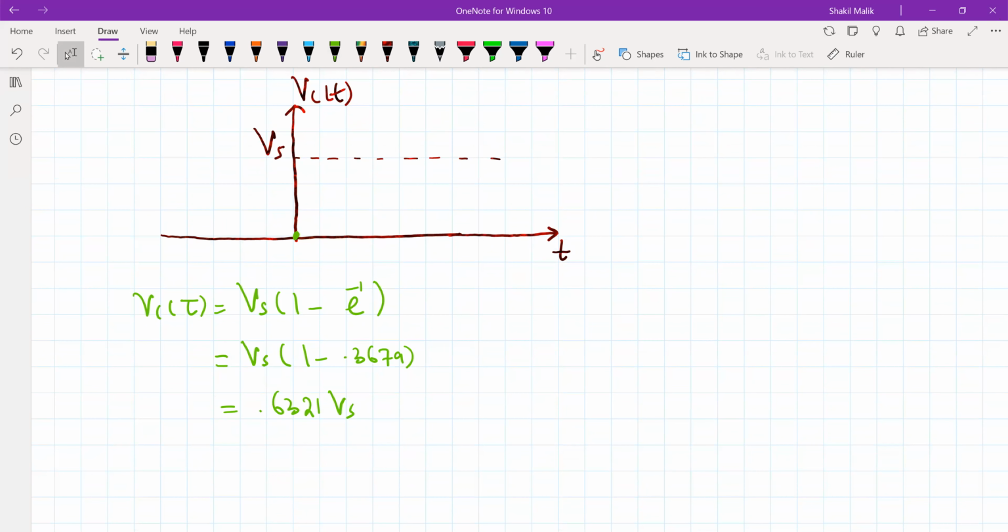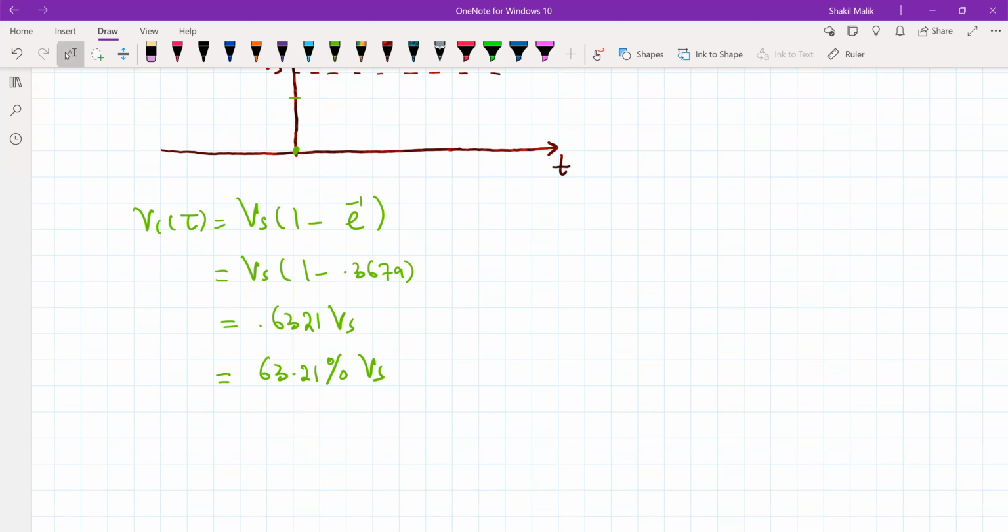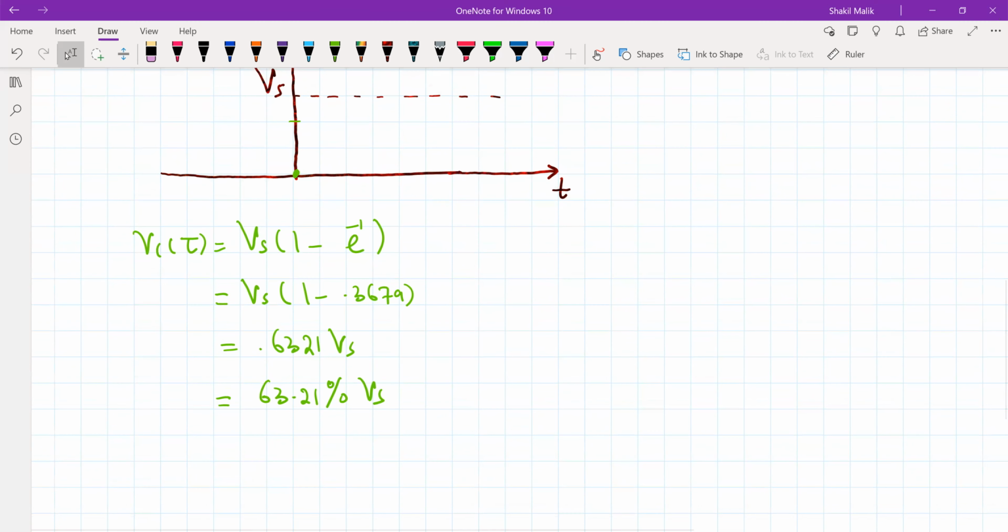the capacitor voltage reaches 63%, 63.21% to be exact, of the final value. Means in one time constant, the capacitor voltage rises to almost here, that is 63.21% of the final value of the capacitor voltage. Similarly, as t increases to 2 tau, 3 tau, 4 tau, 5 tau, and so on, so will the capacitor voltage rise.